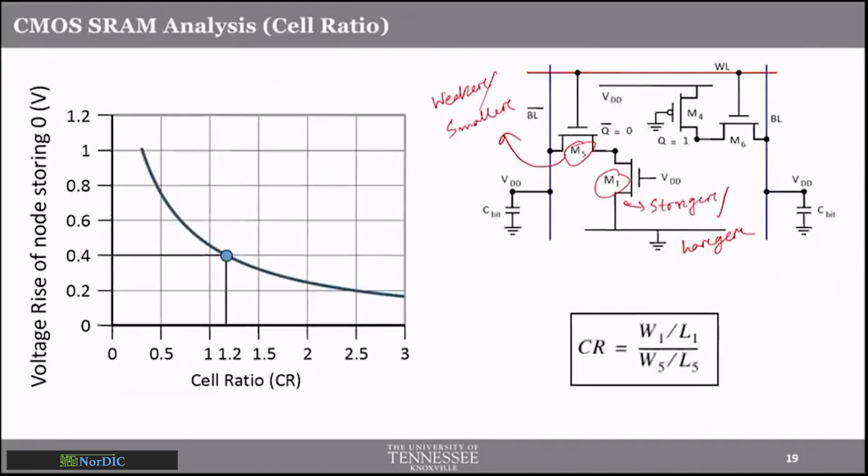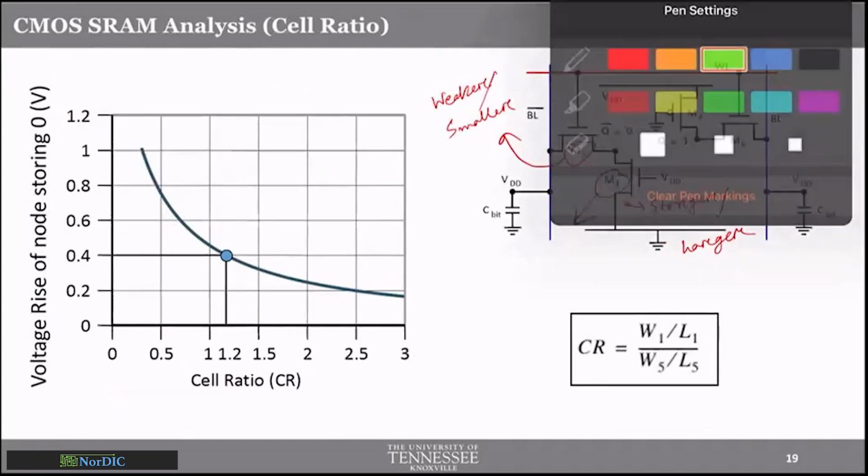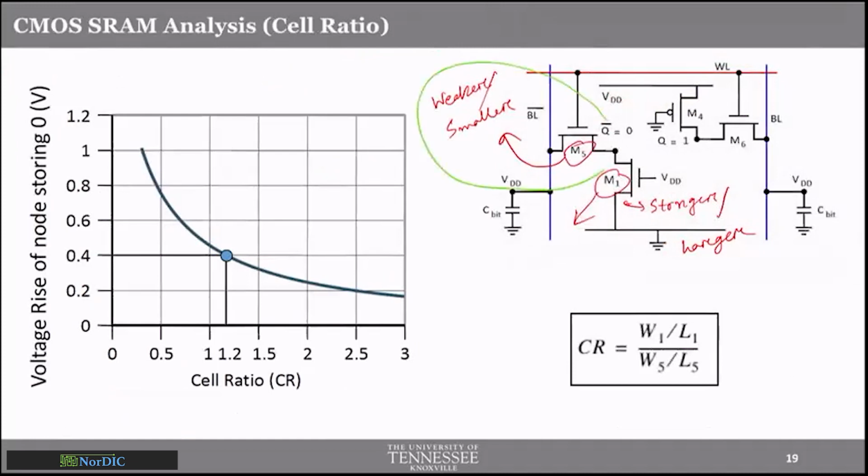We decided that M1 should be stronger or larger, and M5 should be smaller or weaker. If we just focus on M5, let me put a marker here. M5 is an access transistor. Remember, it's not about M5 or M6, right? Both of them are access transistors.